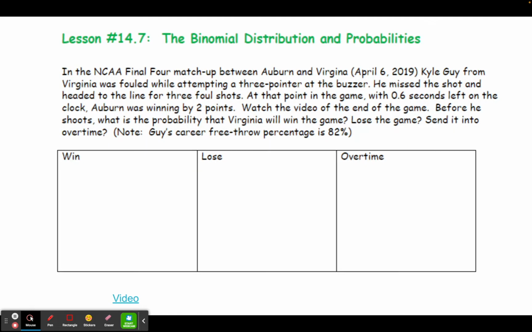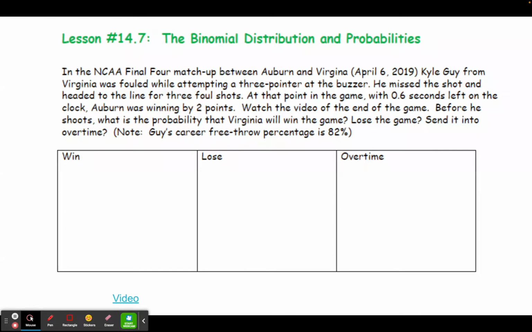And the context for these first few examples is an NCAA Final Four matchup between Auburn and Virginia that took place in 2019. In this game, Kyle Guy from Virginia was fouled while attempting a three-pointer at the buzzer. He missed the shot and therefore headed to the line for three foul shots. And at that point in the game, with only 6/10 of a second left, Auburn was winning by 2 points.